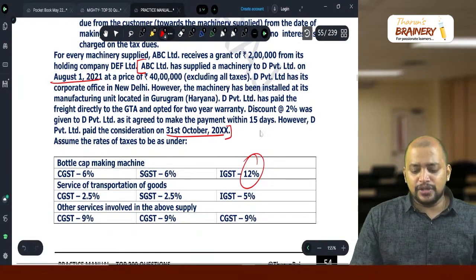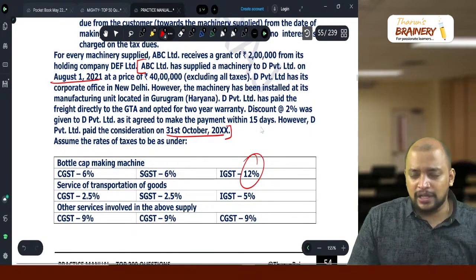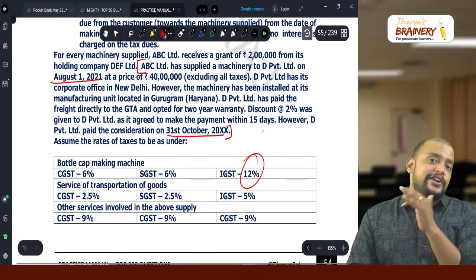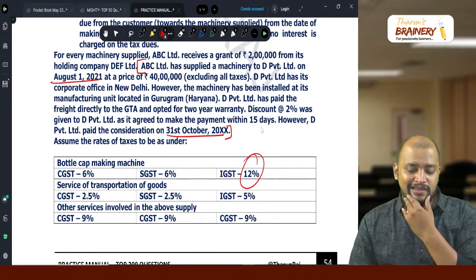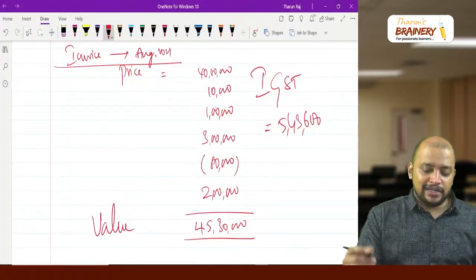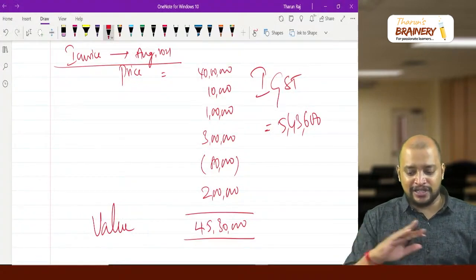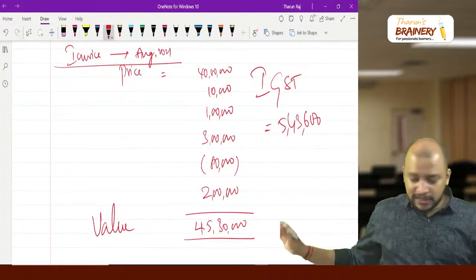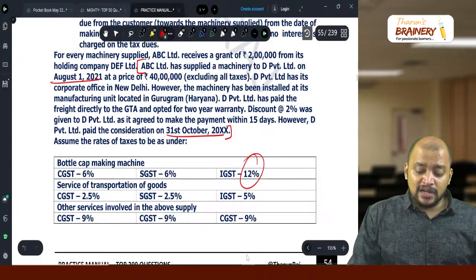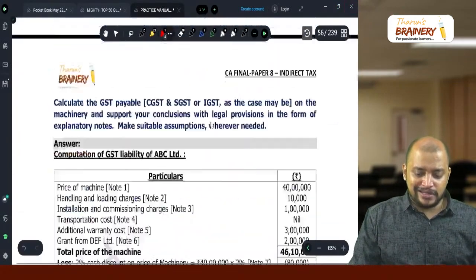Correct. So then also it is an interstate supply only. The location of installation, it is not the ending point. The location of installation, Haryana, that will be taken. So therefore it is an interstate supply, IGST only 5,43,600. This is over with respect to the invoice. With respect to the invoice, this is completed.